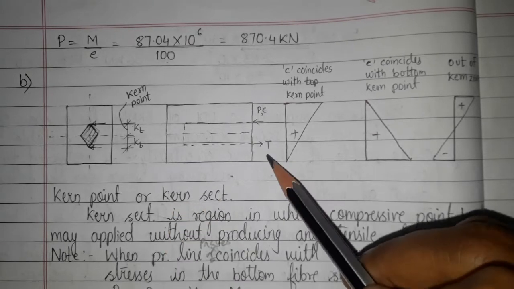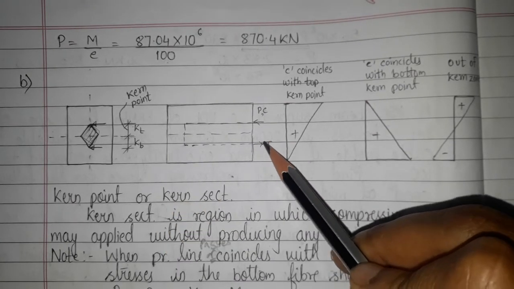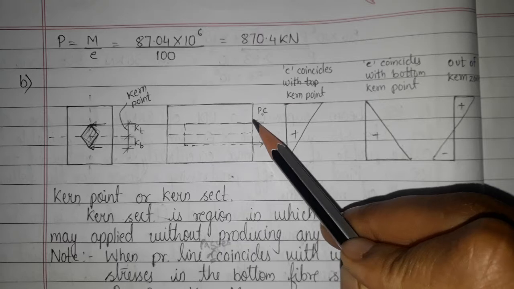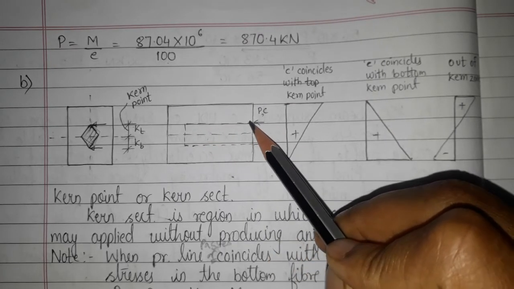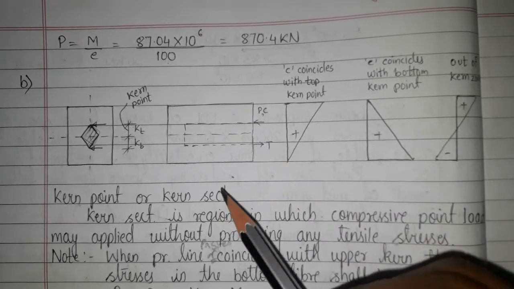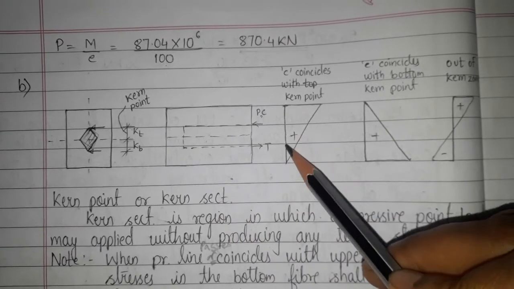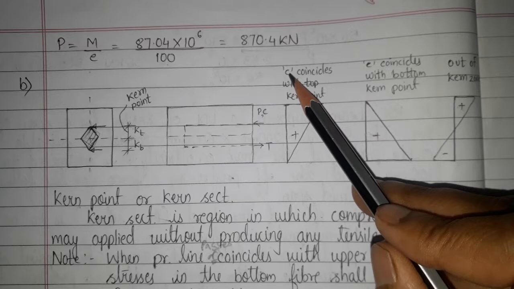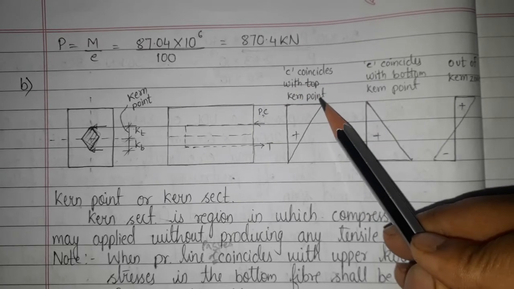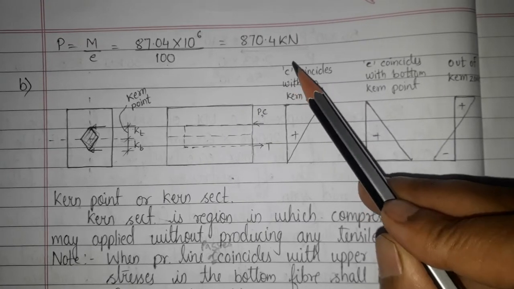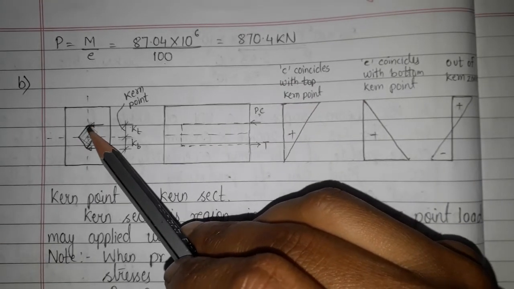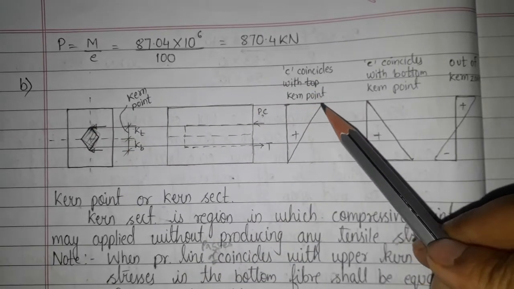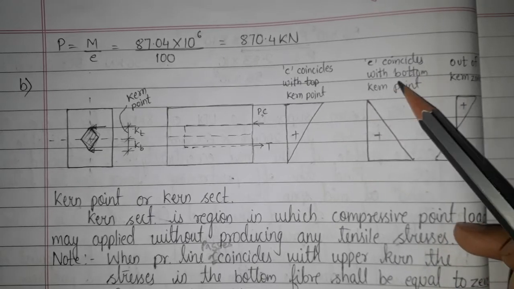Okay, and we know that if this is T and this is P or C, if the pre-stressing force is applied, that will be the pressure line, P over C, and it will be T. So this will be the stress distribution diagram when C coincides with the top kern point. When C, or the pressure line, coincides with the top kern point. So this is the top kern point. And C coincides with the bottom kern point.